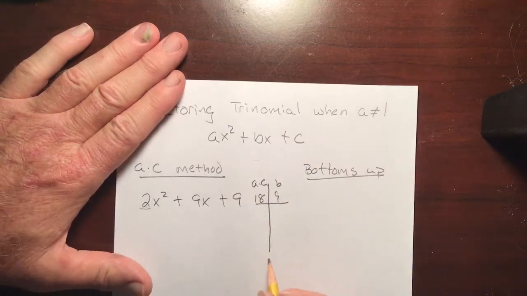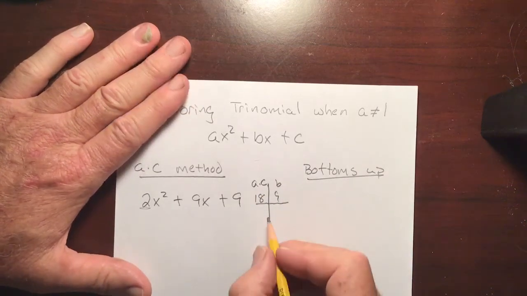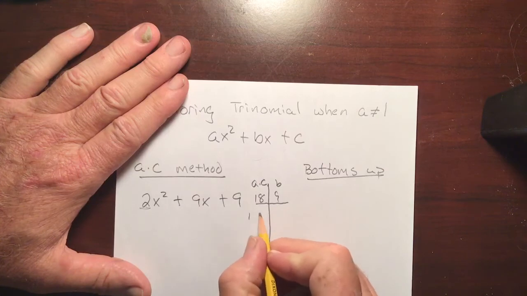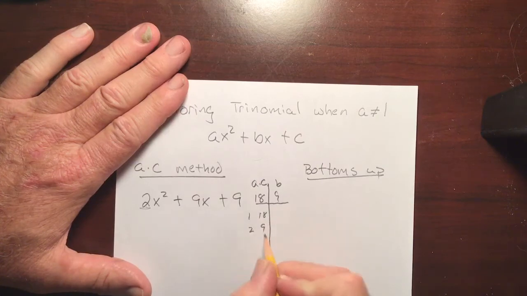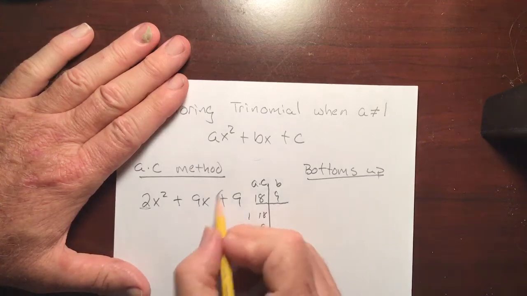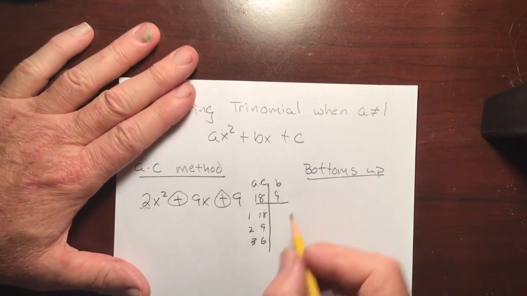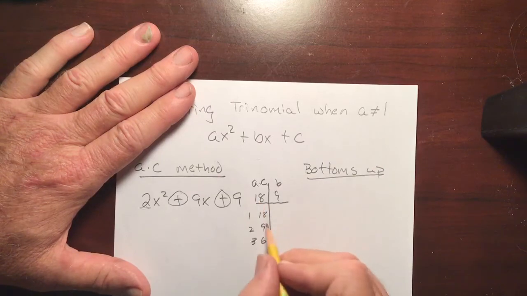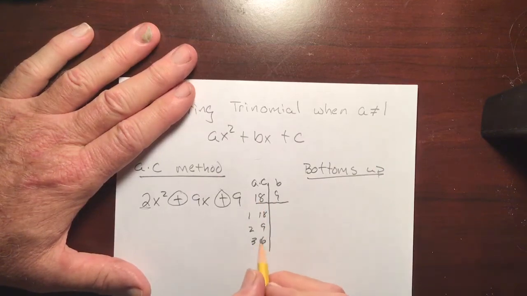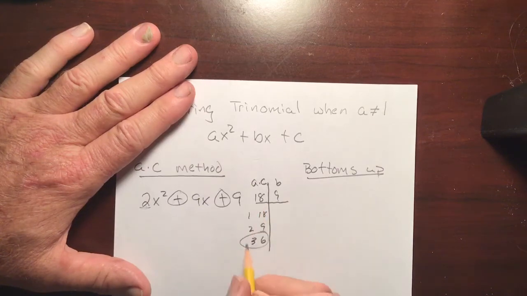List all those factors that are going to multiply and give you 18. So 1 and 18, 2 and 9, 3 and 6. Remember, this is positive, so that's telling you they've got the same sign. And this is positive, so that's telling you they're both positive. So which one of these adds up to 9? Well, this one here. 3 times 6 gives you 18, 3 plus 6 gives you 9, so that's what I'm going to use.